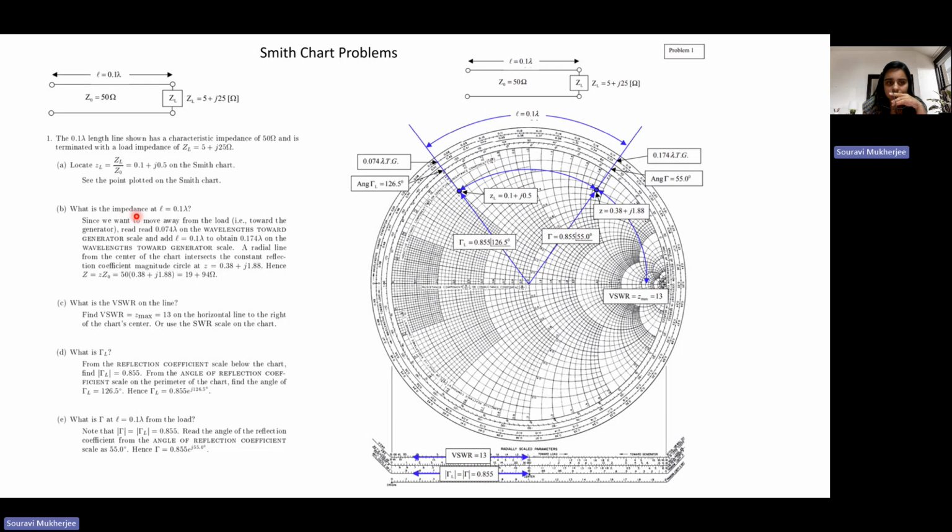So if you're asked to find the impedance, you have to multiply by the characteristic impedance. So you multiply by 50. So this is your answer.